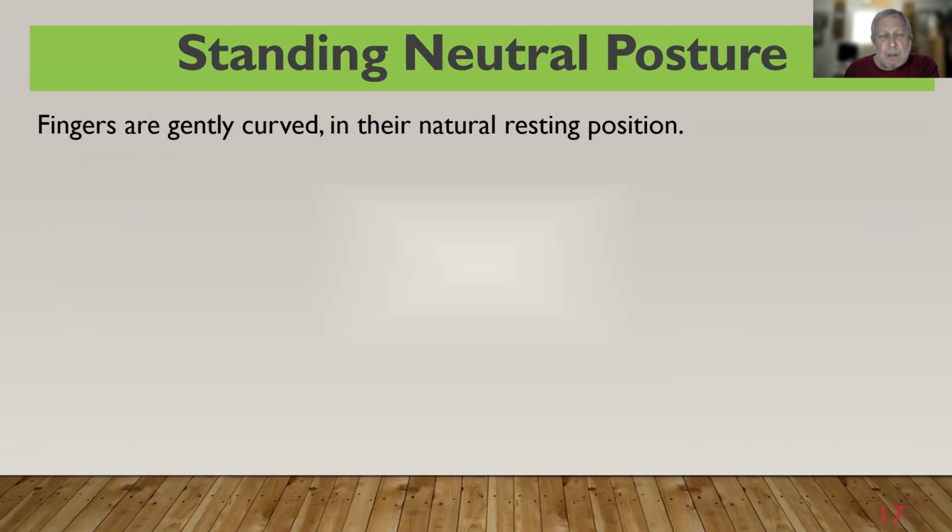Standing neutral position. This is just kind of the basics here. When somebody's in a neutral position, it means they're not under those stresses on their body that they get from an awkward position. So the fingers are gently curved. In other words, if you just hold your hand down by your side and let it hang there, your fingers are kind of gently curved. They're not straight. Straight isn't natural.